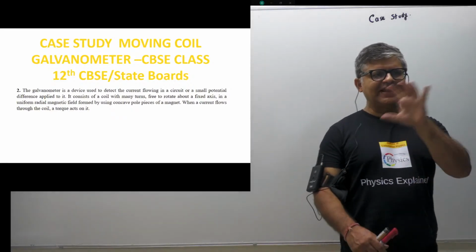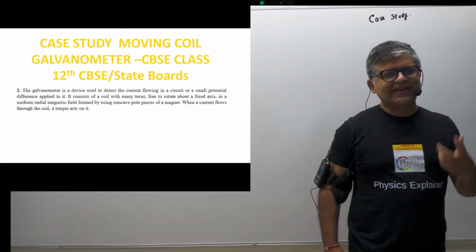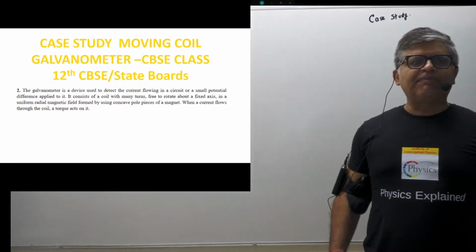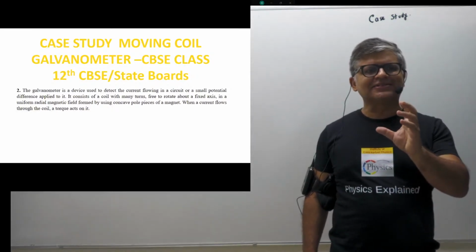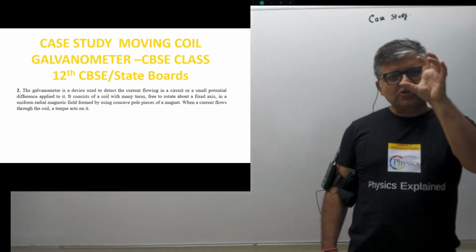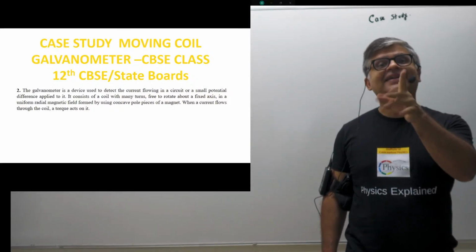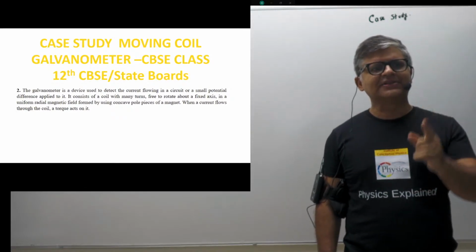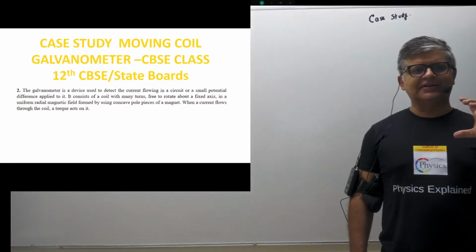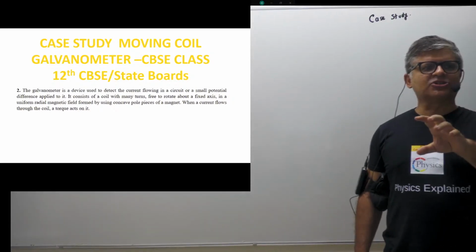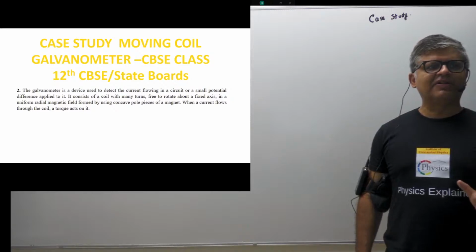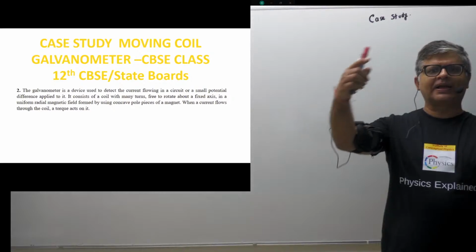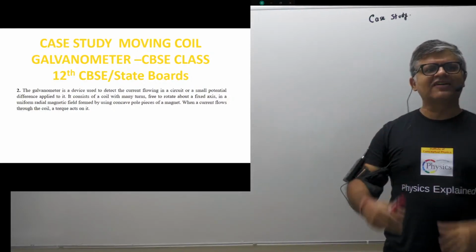So if you read this, it tells you what is a galvanometer. It's a device used to detect the current. What is it made up of? It's made up of coils, okay, with many turns. And these coils carry the current which you need to detect, right? Finally, the current will flow through these coils, and that current interacts with the magnetic field available from the concave pole pieces of a magnet. It's a horseshoe magnet with the two ends as concave pole pieces.